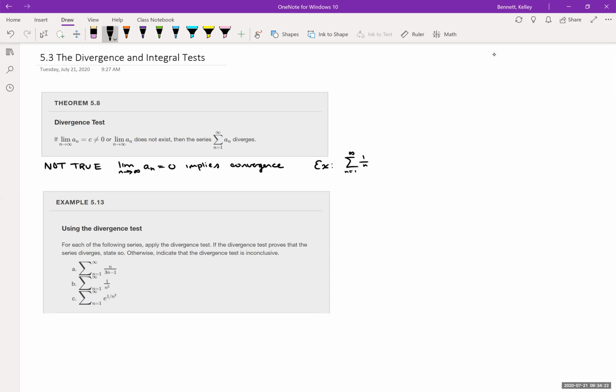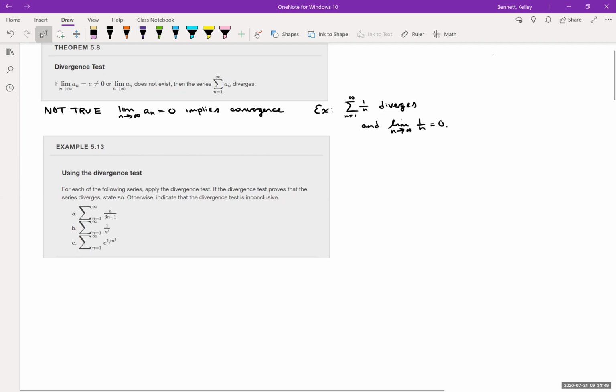the harmonic series we saw last time diverges, and the limit as n goes to infinity of 1 over n is still 0. So just be careful with similar statements that sound reasonable but aren't exactly the form for Theorem 5.8.